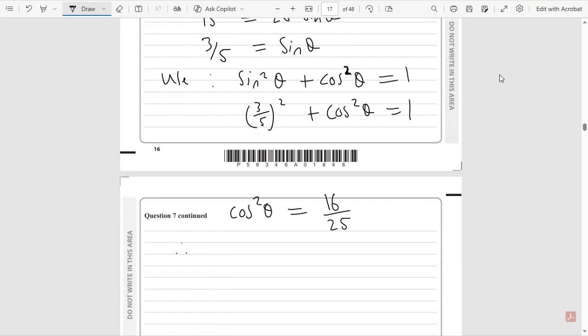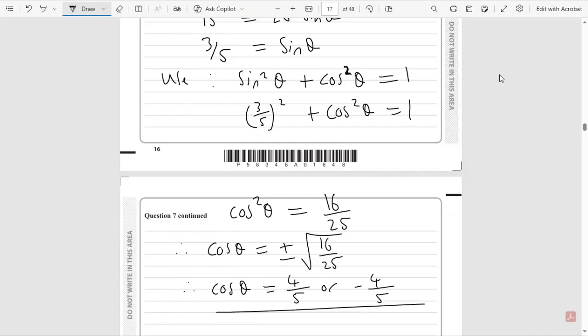Basically, this is like a quadratic equation in disguise now. You can let cos theta be y, so you have y squared equals 16 over 25. Take plus or minus the square root of 16 over 25. So cos theta will be plus or minus the square root of 16 over 25. Therefore, cos theta is equal to 4 over 5 or negative 4 over 5, and that's our answer there.